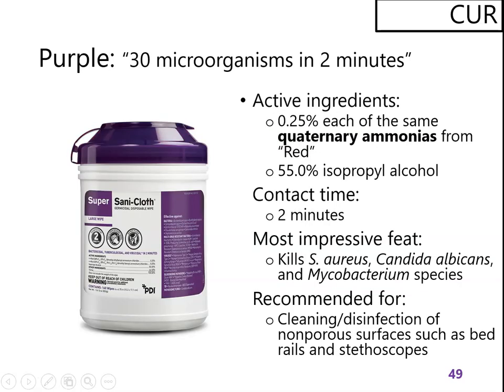The purple version, this one says 30 microorganisms in 2 minutes, so this is more serious. Its active ingredients are double the concentration of those two quaternary ammonias from the red version, so they're twice as concentrated. And then another active ingredient is isopropyl alcohol, so it's a mixture of a quaternary ammonia and an alcohol. And what that means is that this can be used for decontamination, right? This can be an effective decontamination.